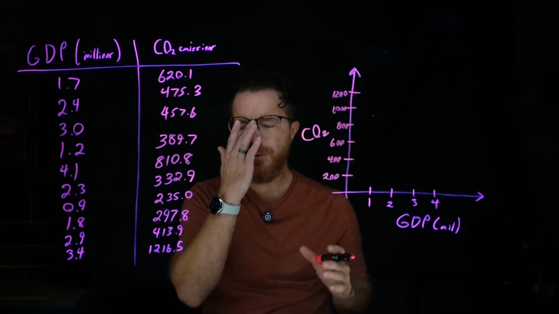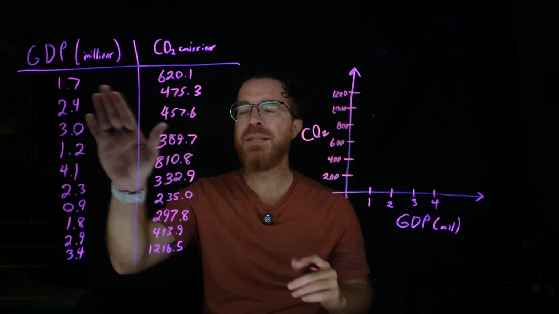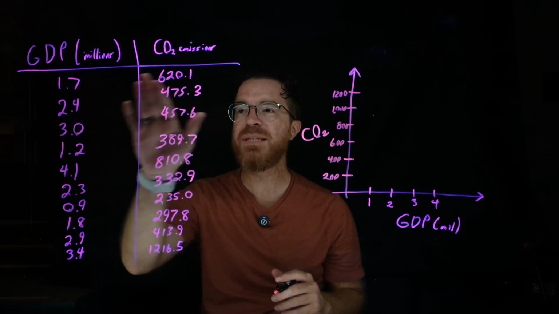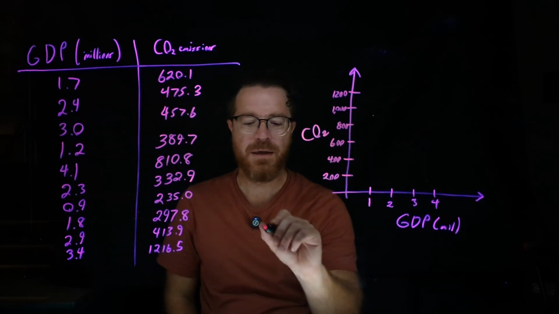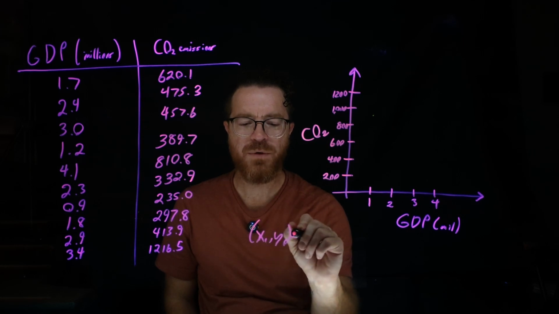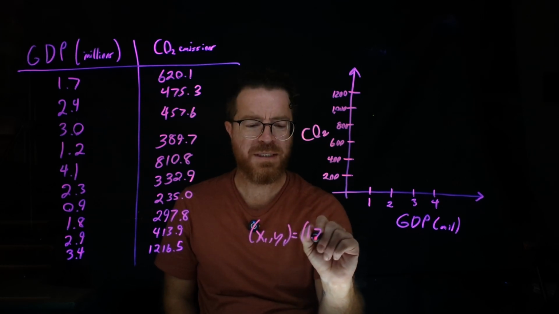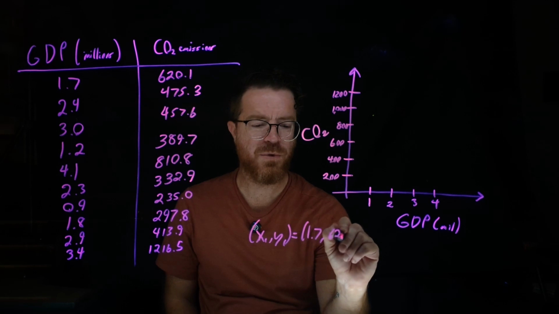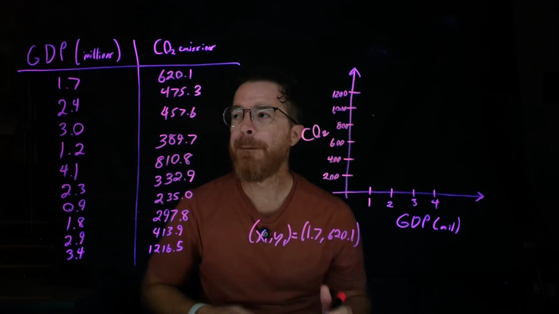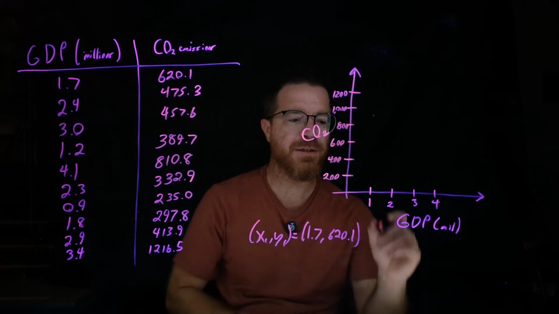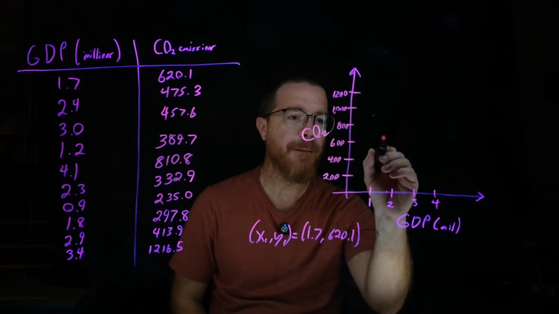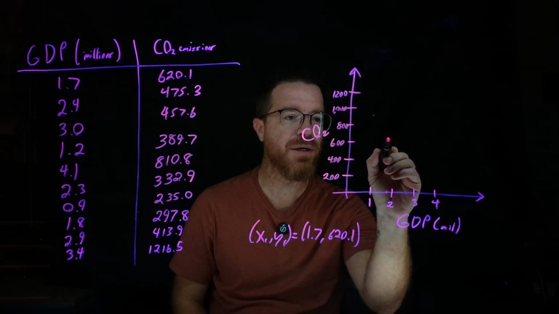And then from there, what we're going to do is look at each of these data points. So in this case, this is my x, this is my y. So x1, y1 would be 1.7, 620.1. So this is what it would look like in terms of x, y. So we're going to go over on our x-axis to about 1.7. We're going to go up to 620. So somewhere about here, and we're going to put a dot.